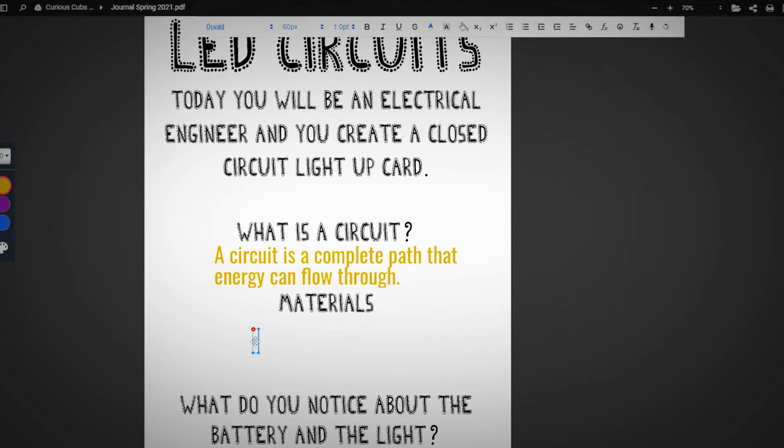We are also going to list our materials. So if you open up your bag, you will see you have 2 coin batteries. You also have some copper tape, cardstock, 2 LED lights, and our cutouts that are inside of the journal. So please add all of those materials to your material list.